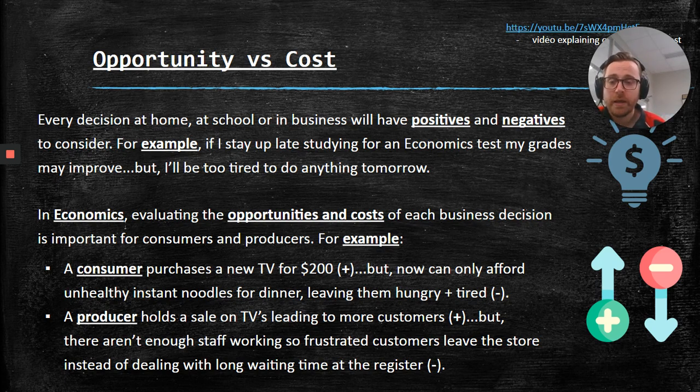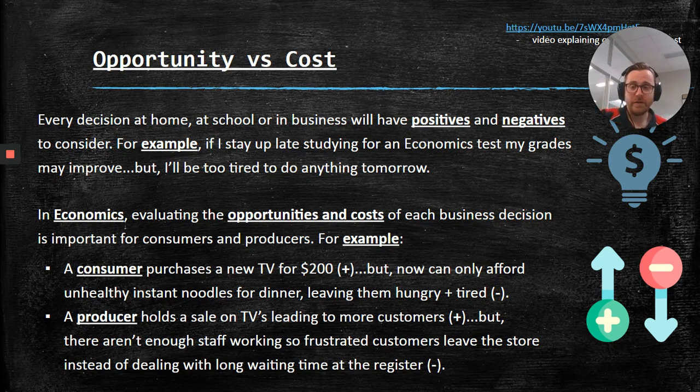For example, a consumer purchases a new TV for $200. That's a positive. They've got a new TV. I can use that TV to meet my needs and wants. But now I can only afford unhealthy instant noodles for dinner. I can already hear some of my Year 7s going, "Oh, I love 2-minute noodles, Mr. Tabby, eat it for dinner every day. Fight me." Anyway, which means after eating an unhealthy meal, they're going to be super hungry and super tired.